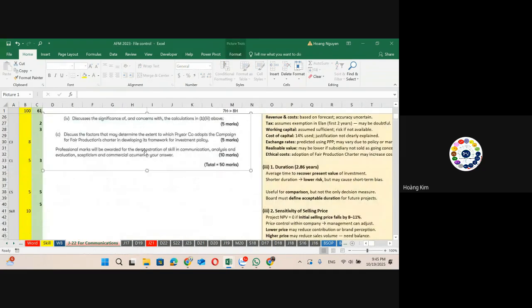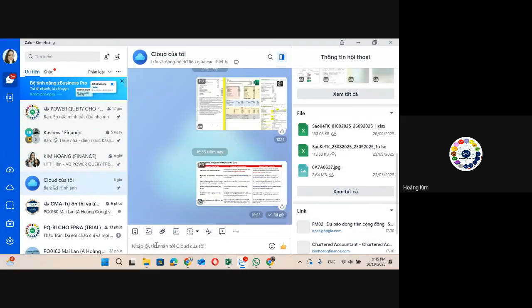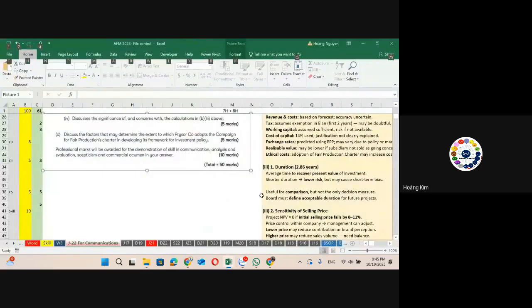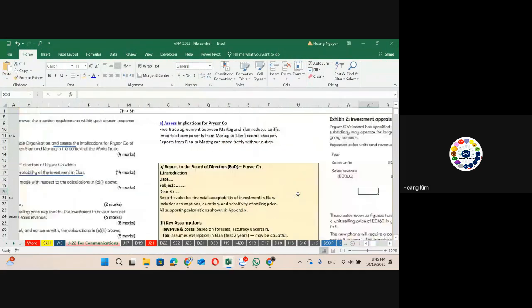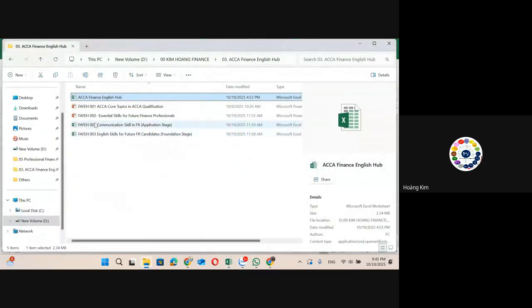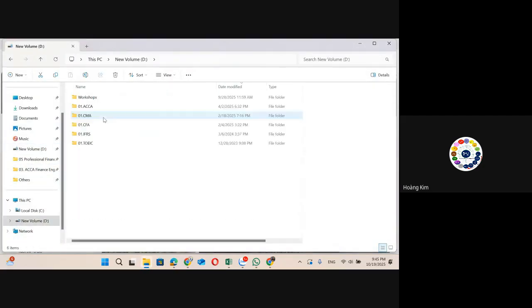This is the question first. For example, they give you the general question, and after that they give you more of the scenario here. For example, okay, I have the file for you. Wait for me.